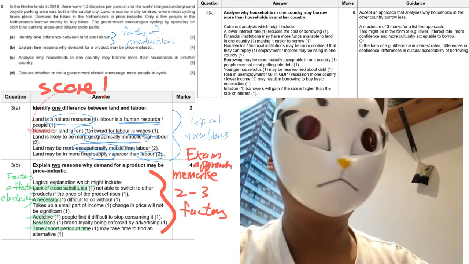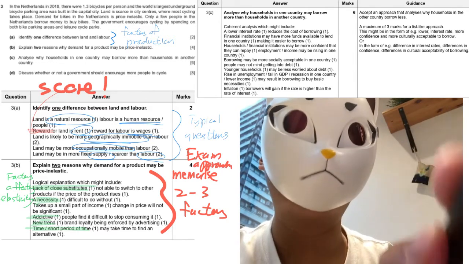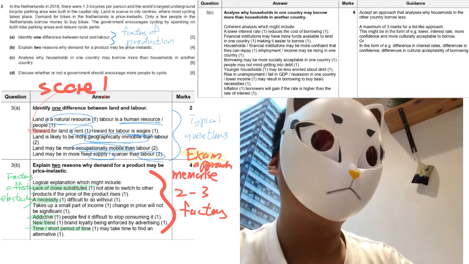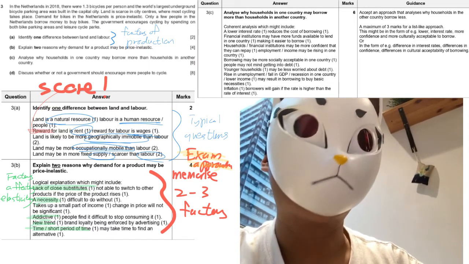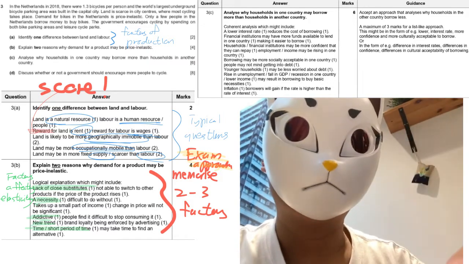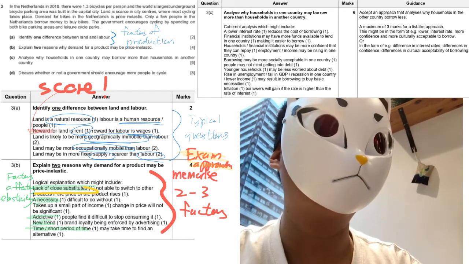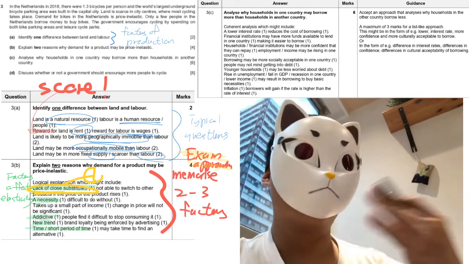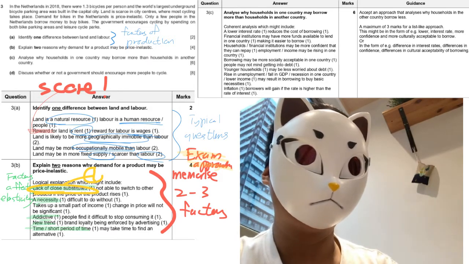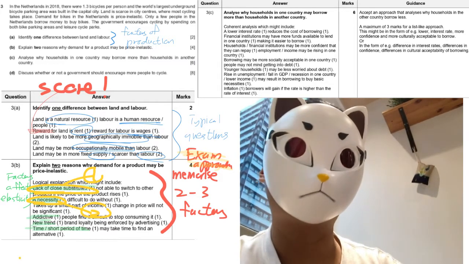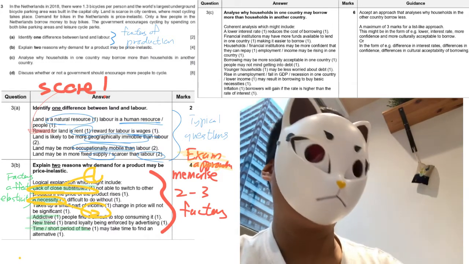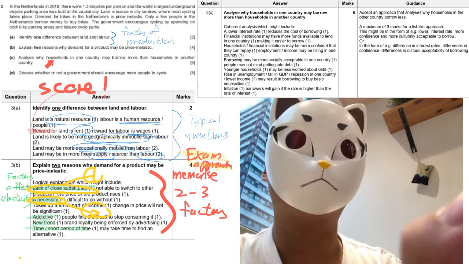There are a few factors affecting elasticity that I would like to recommend for you to memorize. The first one is the availability of close substitutes. This one always appears in the marking guideline. The second one is necessity. These two I do recommend you memorize. Now we'll move on to part C.